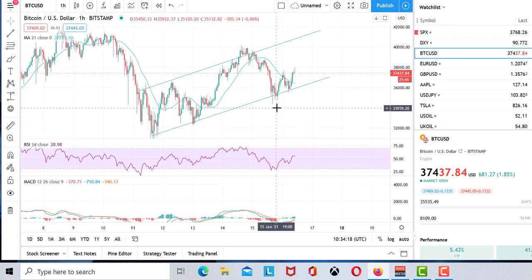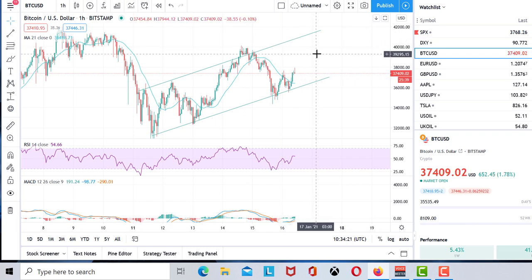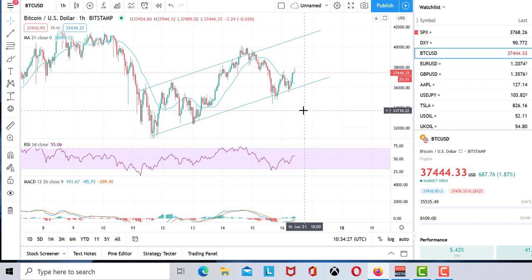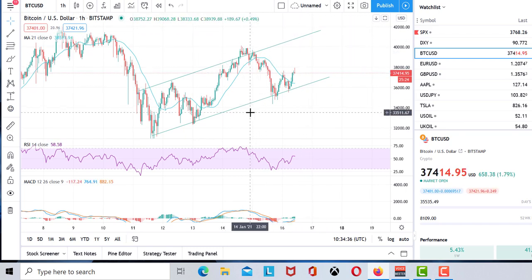So this channel doesn't tell us much. It tells us just that Bitcoin is trading inside this area, but it doesn't tell us if it's going to go up or down. We can only assume that if it goes up here, it might be a time to sell because it's touching the channel, but Bitcoin can keep going up.